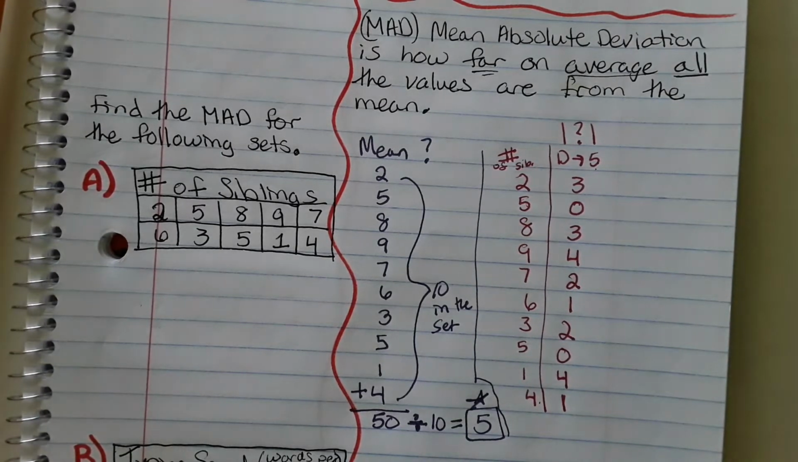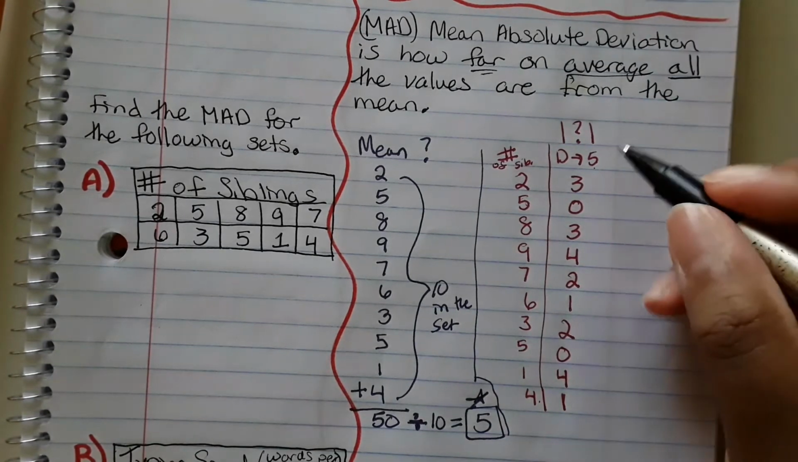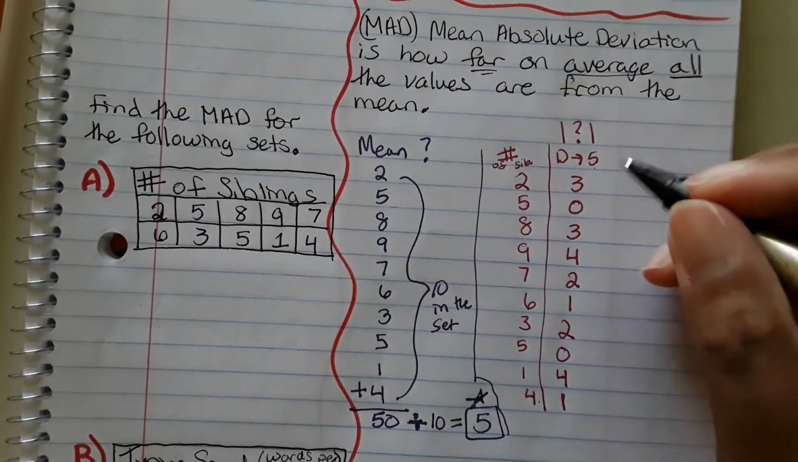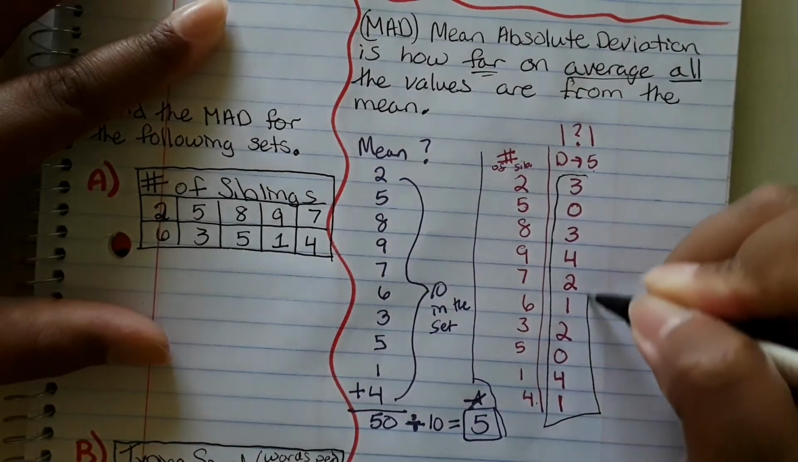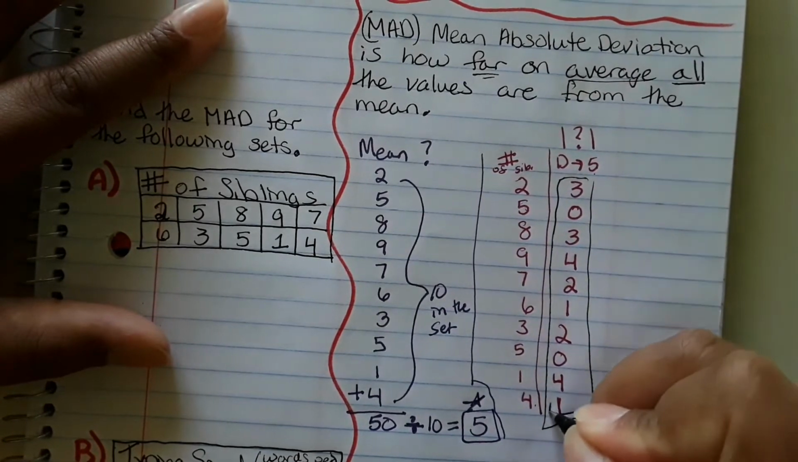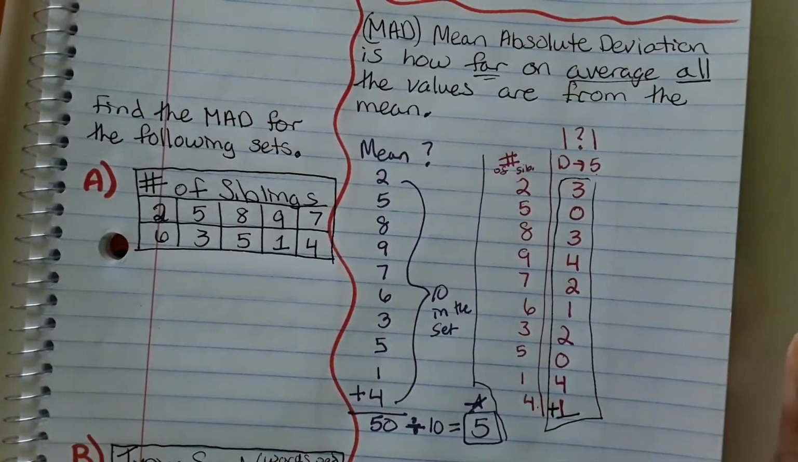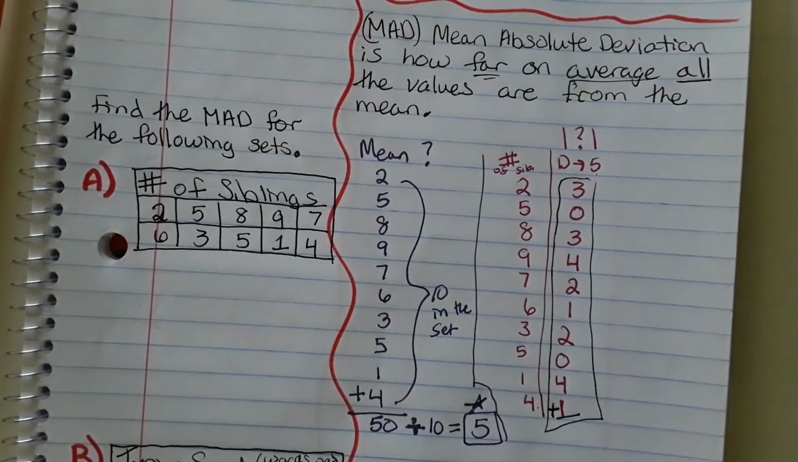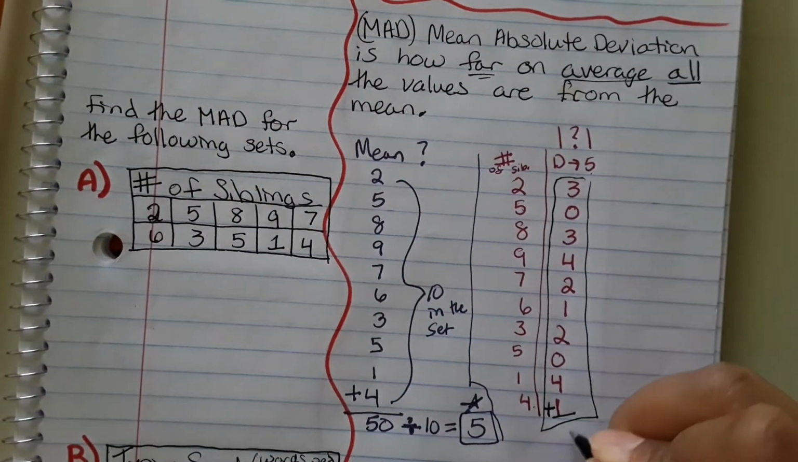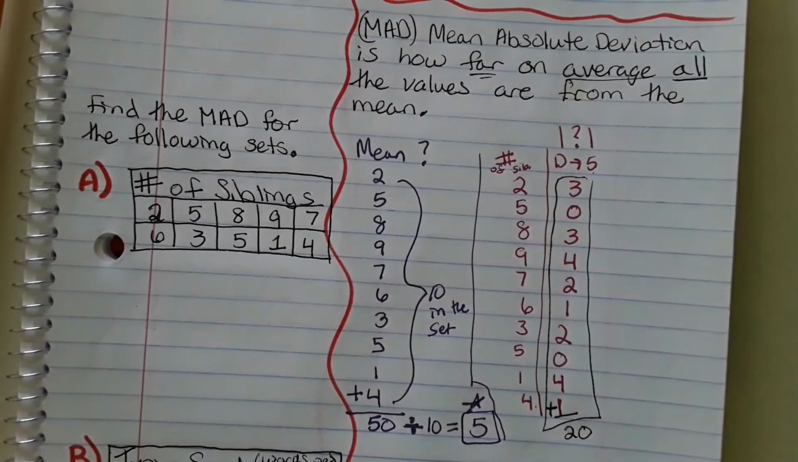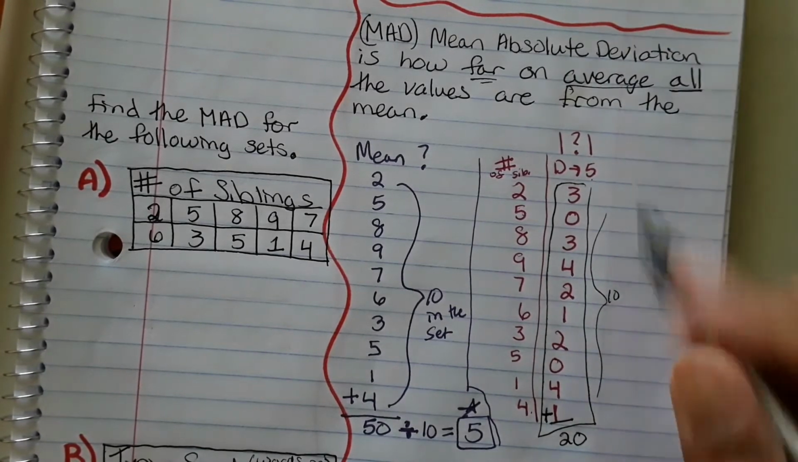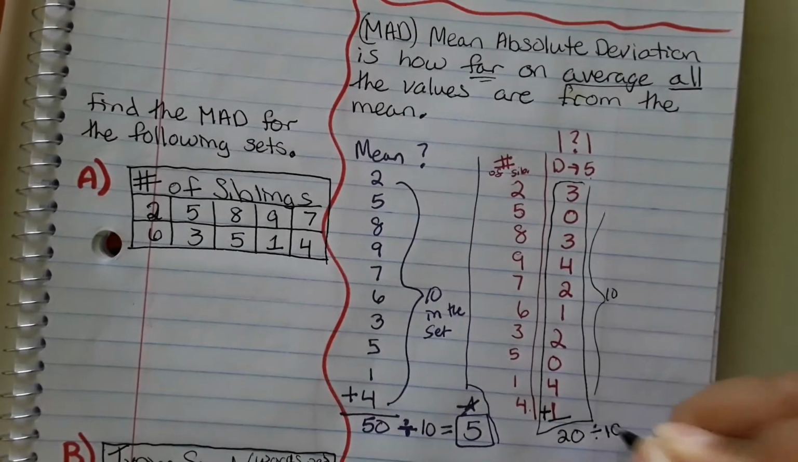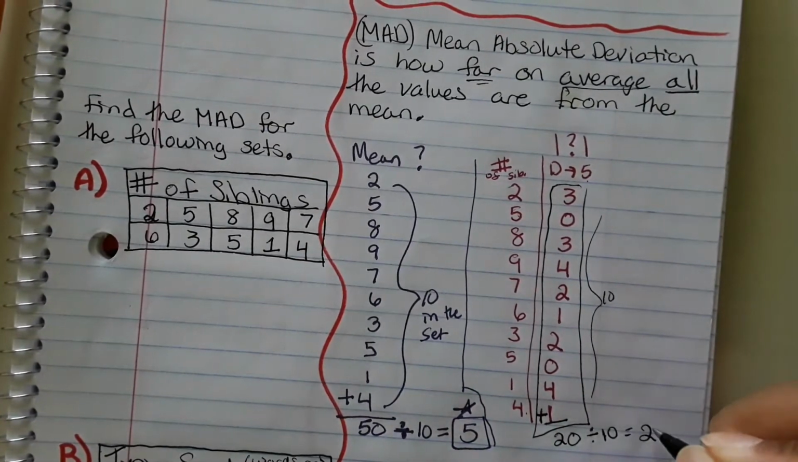Step 3, our final step, is just to find their average. We want to know the average distance each number is away from 5, our mean. So that means we're going to take all of these numbers and add them together. Again, hopefully you have your calculator with you and ready. Go ahead and add those up and we get 20. And again, there are 10 numbers in this set, so we divide by 10. So our answer would be 2.